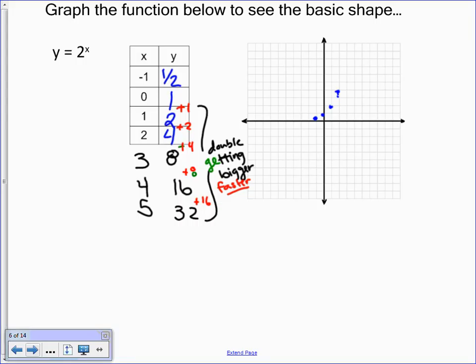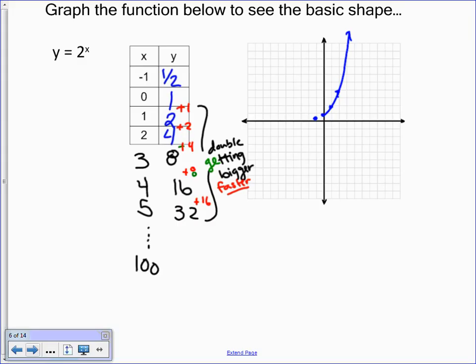So I'm pretty much okay at this point saying from x equals 0 and to the right, that would be an okay shape of my graph. It's just going up faster and faster, right? The next point is at 8, then the next point will be at 16, then 32, and it's getting bigger and bigger.